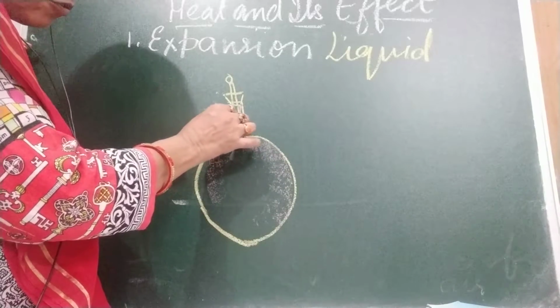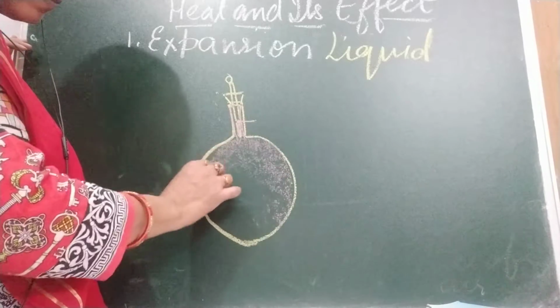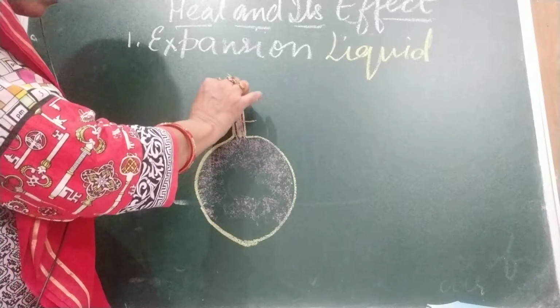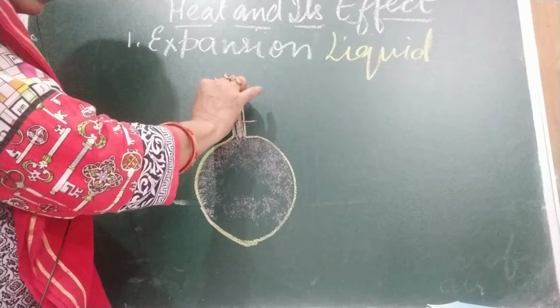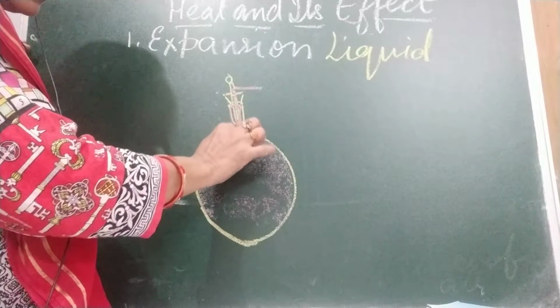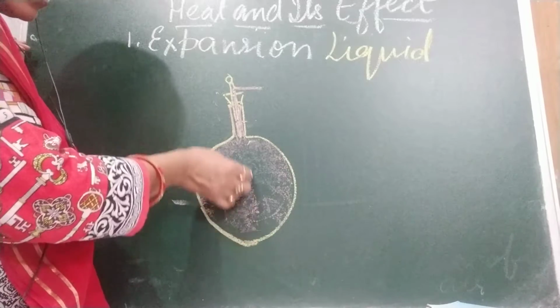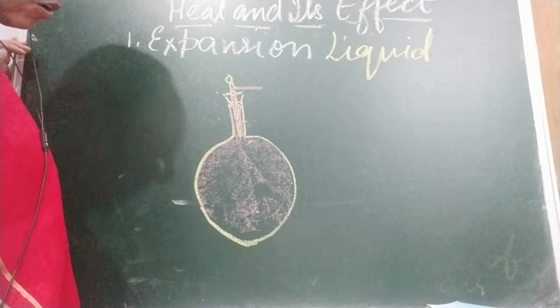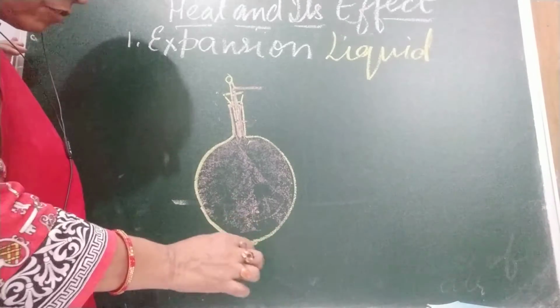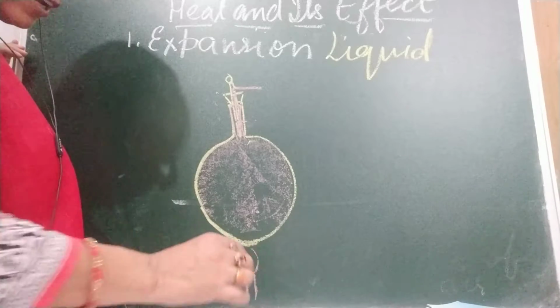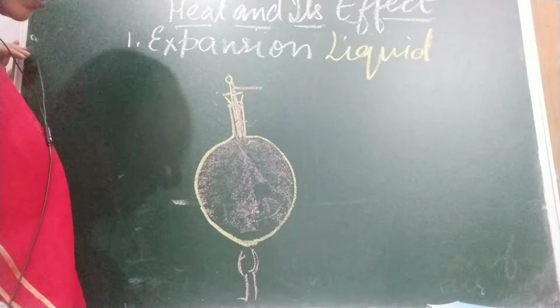Children, at this point you pay attention. This is the point up to here. This is where the water is when we have fixed this tube. Now heat the liquid. We are going to heat the liquid from the bottom. We are heating it.